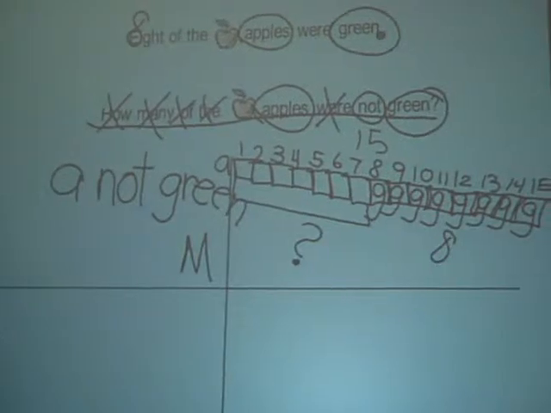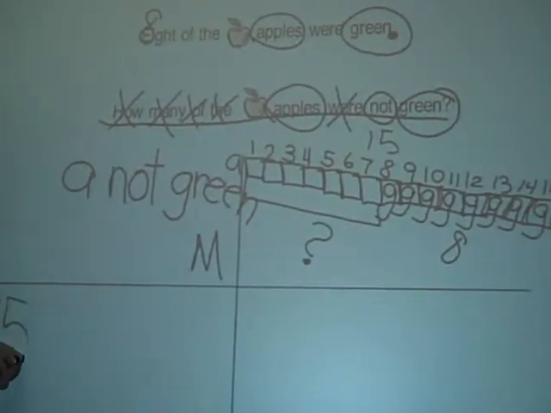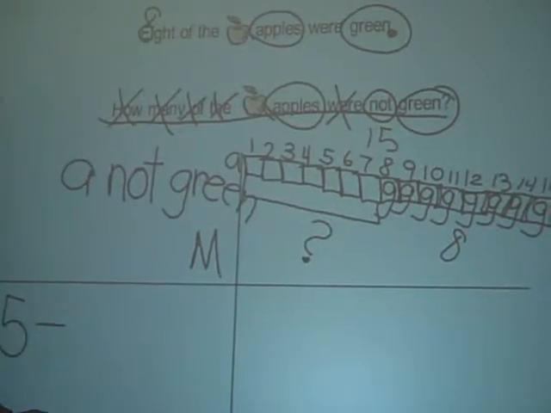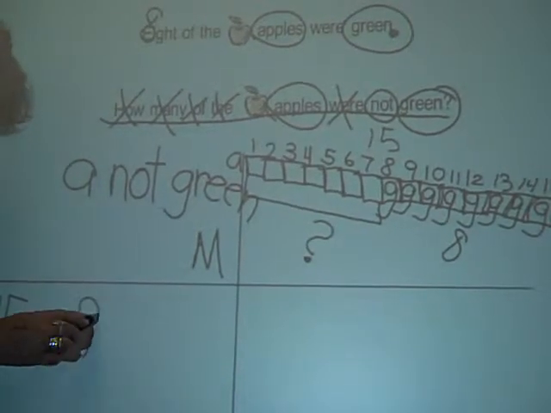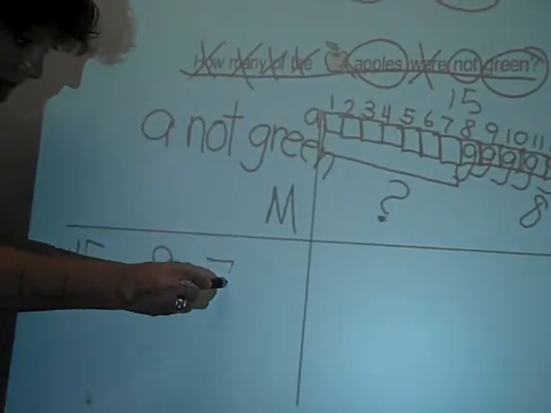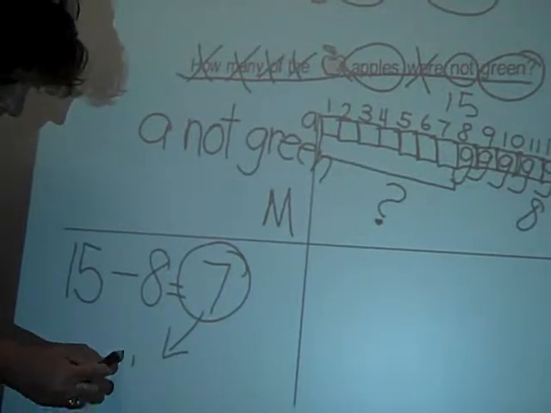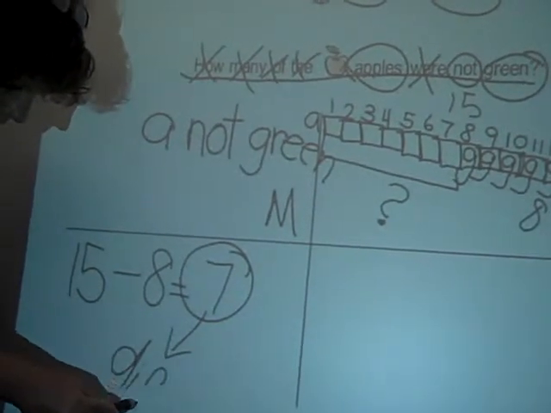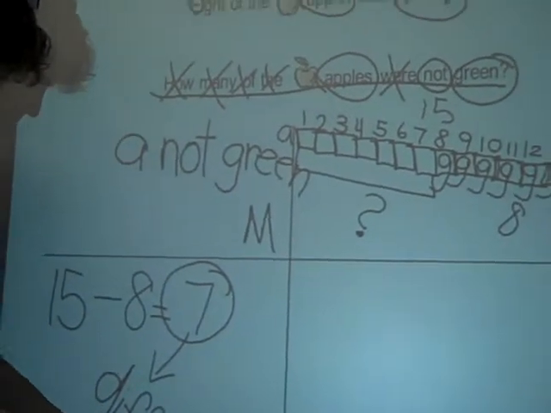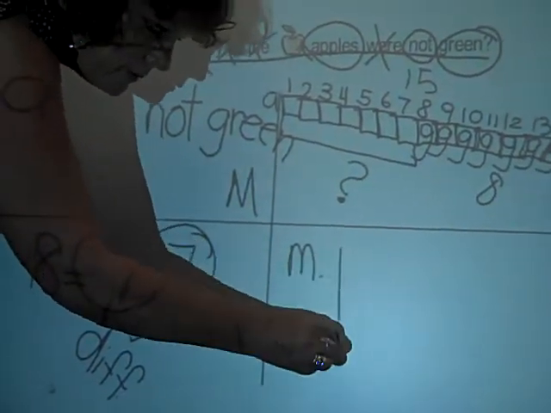So we remind them on a subtraction problem, we're going to start with our biggest number. We're going to subtract 8. And we saw that there are 7 left. And that is a difference. So this would be missing part.